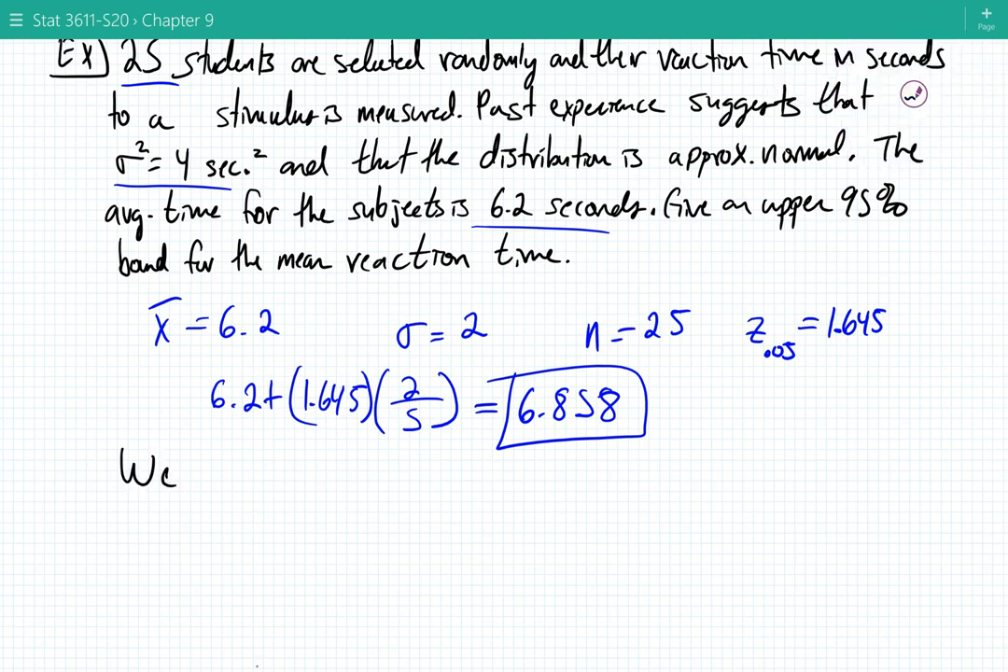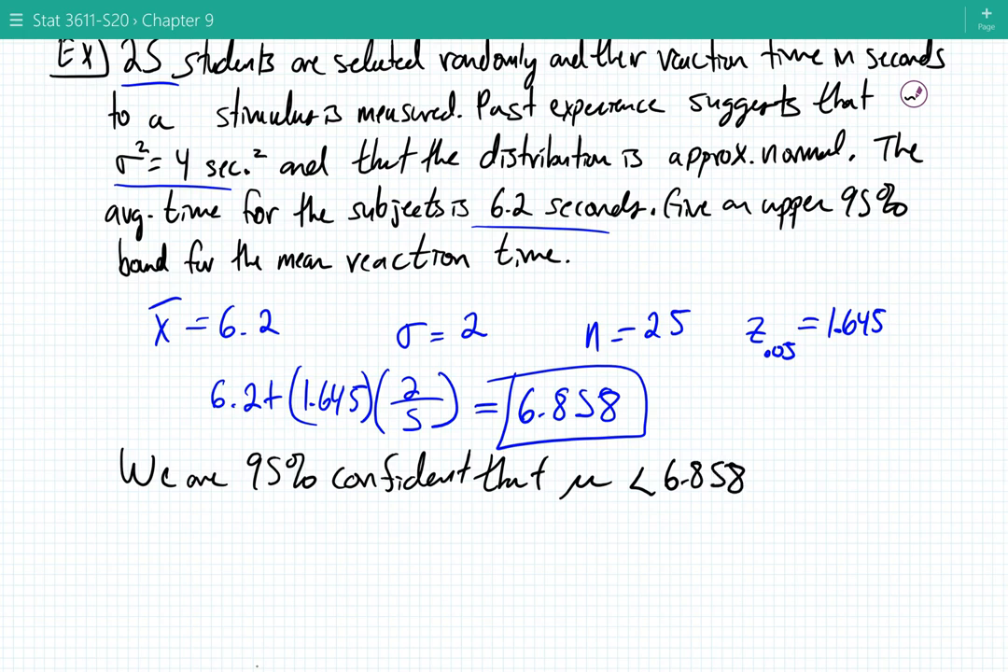We would say that we are 95% confident that mu is less than 6.858. And that's how we would interpret that one-sided bound. We are 95% confident that the mean does not exceed 6.858. And that is our one-sided confidence interval. That'll do it for this video. We will see you in the next one.